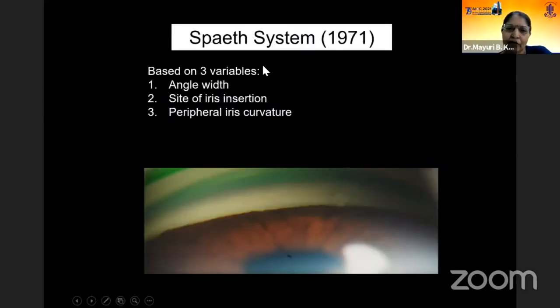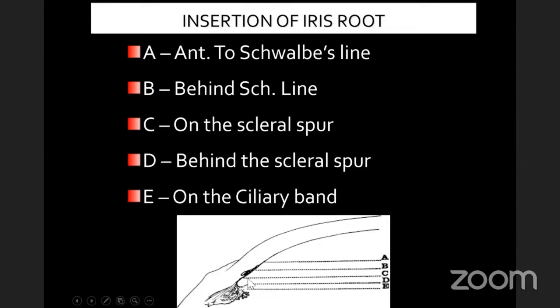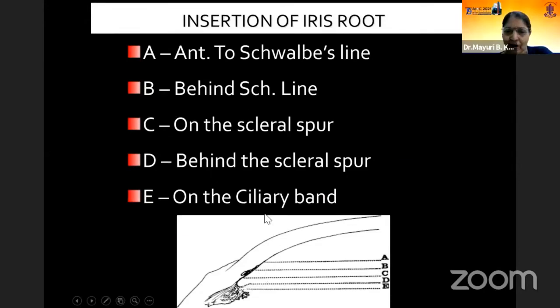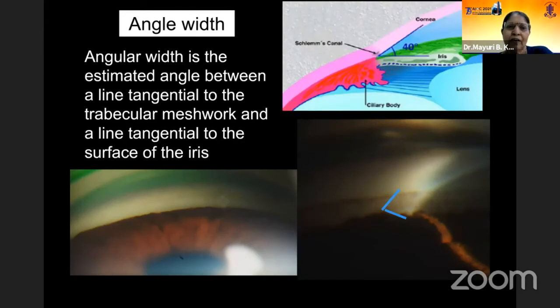The Spaeth system gives you the angle width, site of iris insertion, as well as the peripheral iris curvature. This is how the iris insertion can be documented as A, B, C, depending upon the position of iris insertion. Look at the configuration of the iris, whether it is a convex configuration like this, or regular, or square or concave, particularly with myopic eyes or pigmentary glaucoma patients. Then the measurement of the angle width is done looking at where the iris is and the trabecular meshwork. It is shown in this.